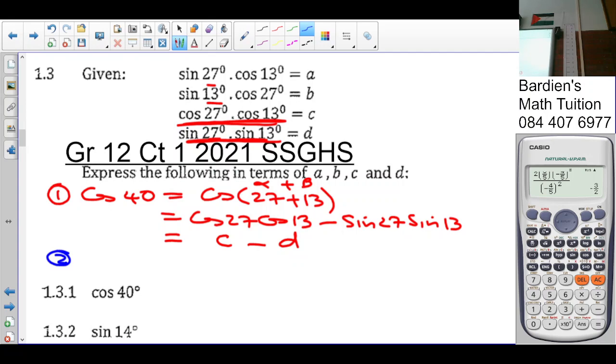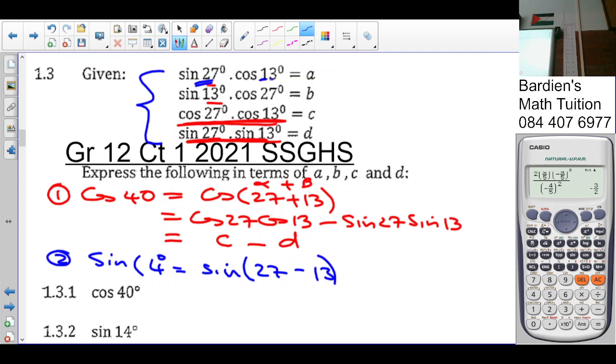Alright, sin 14. People, are we going to get sin 14 out? Sin 14 is the same as sin of 27 minus 13. Why am I going to 27 minus 13? Because of what is given to us. I also know that 15 minus 1 is also 14, and 7 times 2 is also 14. But because we have 27 and 13 here, that is why I'm using those values.